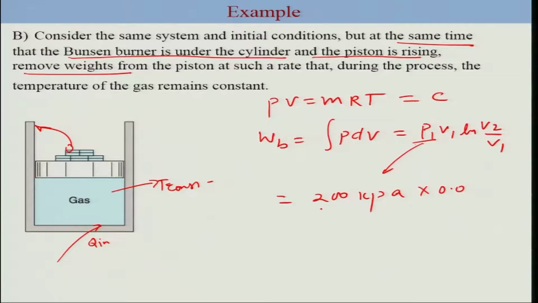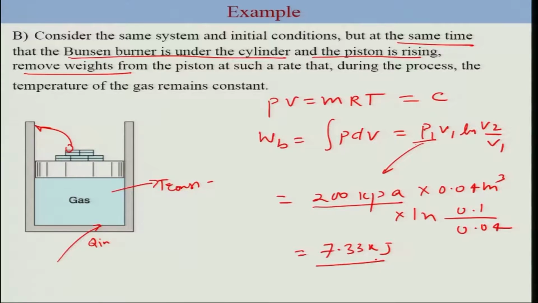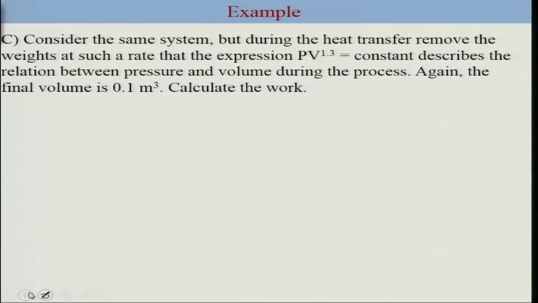Now P1 is 200 kilopascal, V1 the initial volume is 0.04 meter cube, and then ln of 0.1 by 0.04. So this turns out to be 7.33 kilojoules. Note this is less than the previous one, which was constant pressure work. So this is a constant temperature work, and the previous one was a constant pressure work, and the final state in terms of volume is the same.